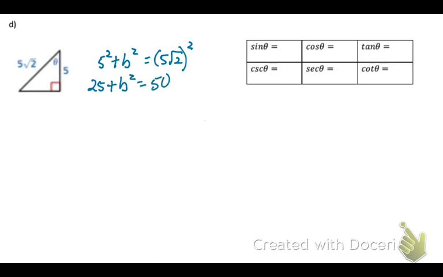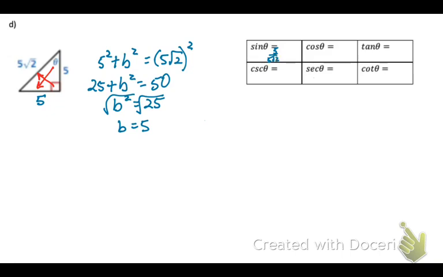When you square 5 square roots of 2, you get 5 times 5, which is 25, times 2, which is 50. Subtract your 25. You'll get b squared equals 25, so b equals 5. So notice our legs are the same. Put your eyes on theta. Look directly across, so the side that's opposite, which is 5, over the hypotenuse, which is 5 over the square root of 2.